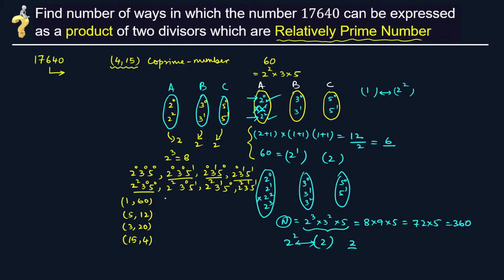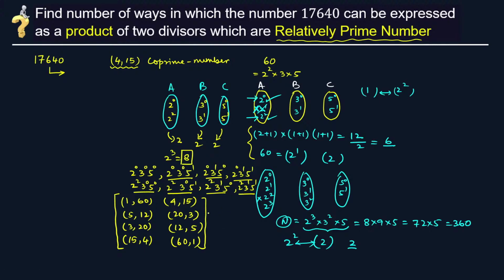This one is what? This is 4. So it will be 15. This one is 4 into 5, that is 20. So multiplied with 3 gives us 60. This one is what? 4 into 3. So 12 into 5 gives us 60. And for this one, it's 60 into 1 gives us 60. Now you see, these are my 8 options. That is why I got the answer as 8.